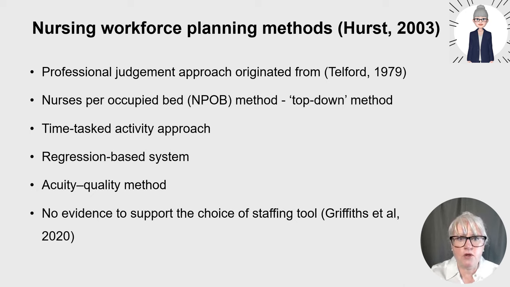The time task activity approach focuses on the type and frequency of nursing interventions required by patients to guide staffing. So you get values, minutes attached to each nursing intervention, and the amount of time to care for one patient over a 24-hour period is determined. Regression-based systems predict the required number of nurses for a given level of activity. So that's useful when predictions are possible, such as the number of planned admissions, for example. Acuity quality methods estimate and evaluate the size and mix of a ward or nursing team, using dependency, activity, quality or acuity quality methods. There is no evidence to support the choice of particular nursing staffing tools, and Griffiths wrote an interesting paper about this.